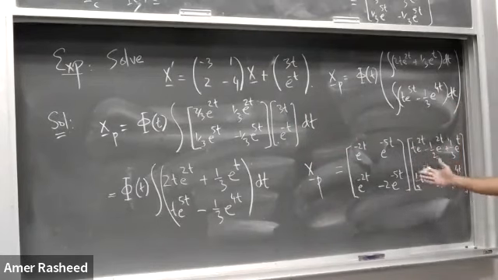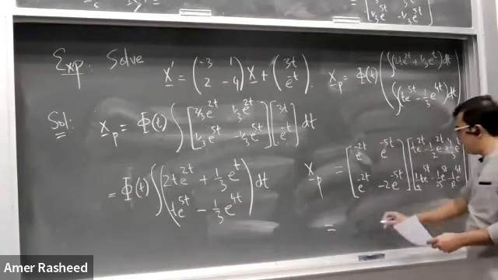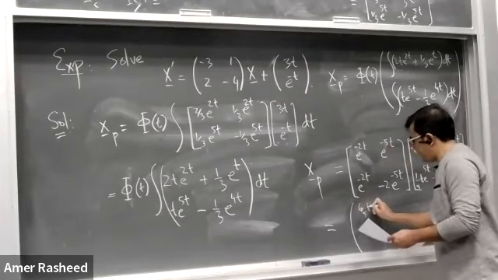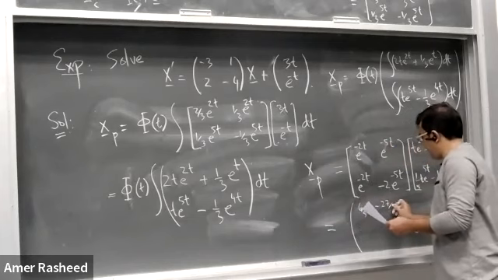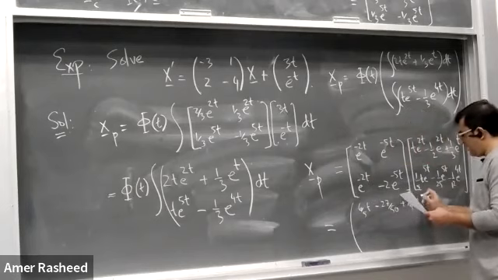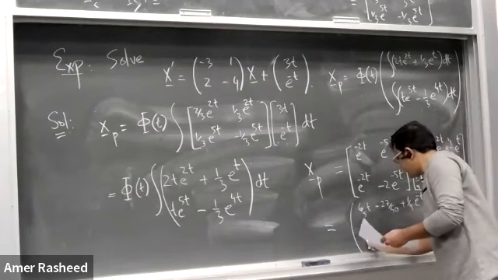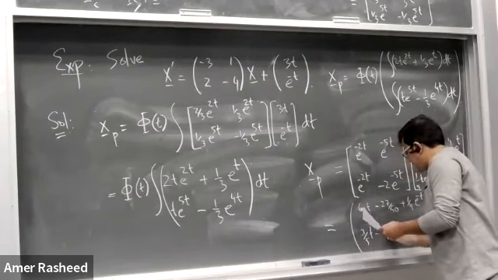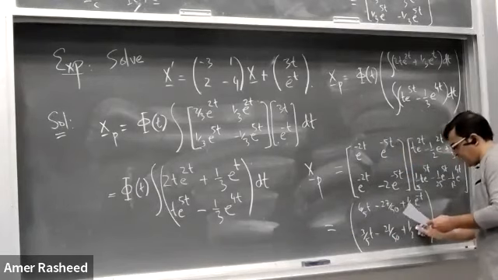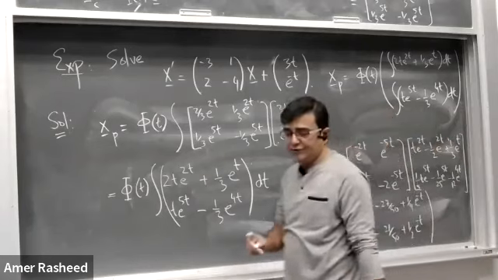And then you can multiply this matrix with this vector, and you can obtain the solution vector, which is 6/5 t minus 27/50 plus 1/4 e to the power minus t. This is your first entry. The second entry is 3/5 t minus 21/50 plus 1/2 e to the power negative t. So this is your xp.